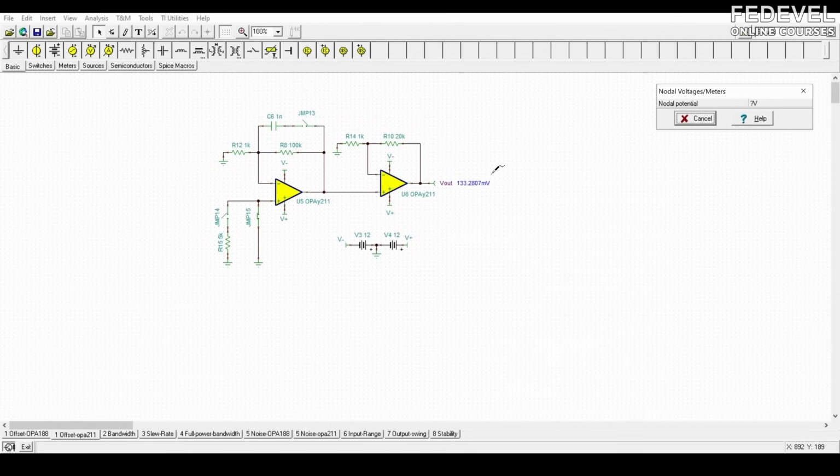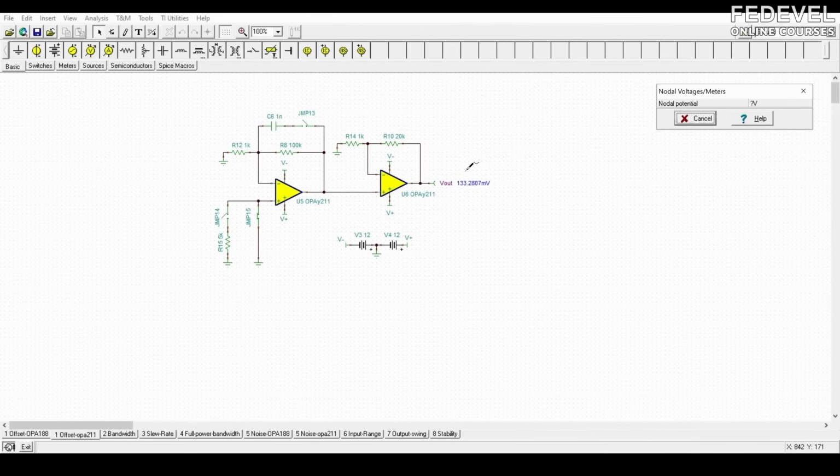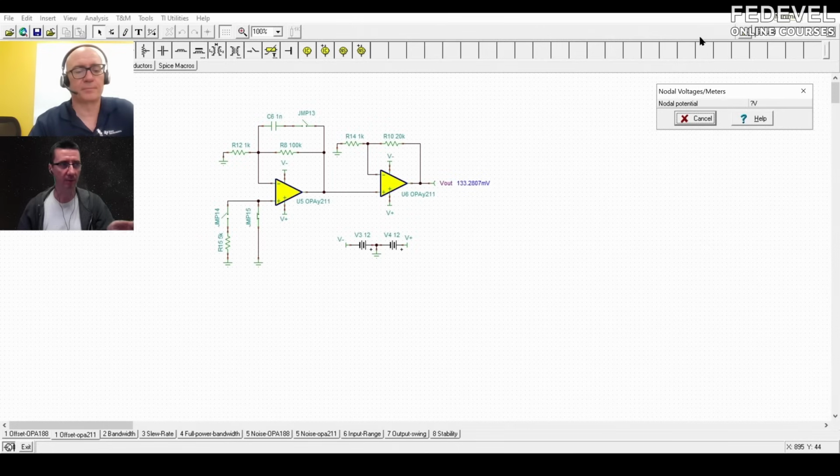And this is about 133 millivolts out. And if we go back to the PowerPoint, that was this case right here for this one, the OPA 211's offset. It said typically it should be 64, and this is saying 133, but in the calculation we didn't account for the offset of the second stage or the bias current effects. It was kind of a simplified calculation. So it's roughly correct. Basically we shorted the input to ground, and we still measure the offset, 133 millivolts.